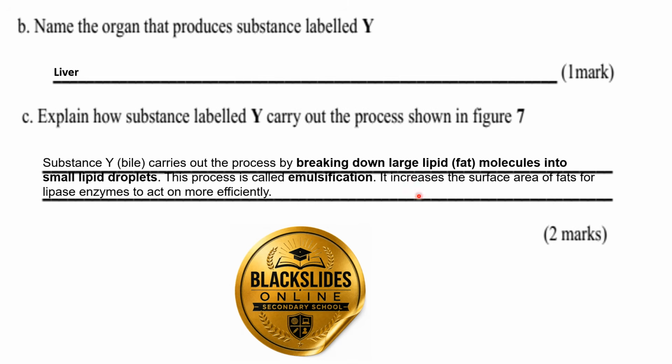So, 2 marks. Substance Y, which is bile, carries out the process by breaking down large lipid molecules into small lipid droplets, 1 mark, to increase the surface area of fats for lipase enzymes to act on it more efficiently. 2 marks.